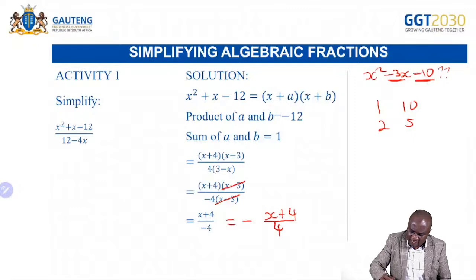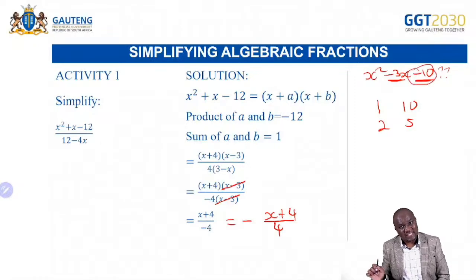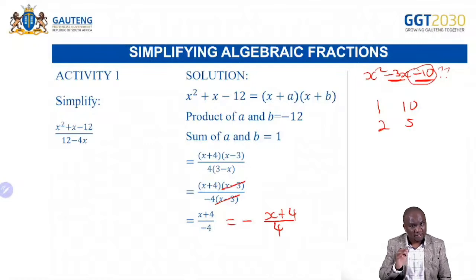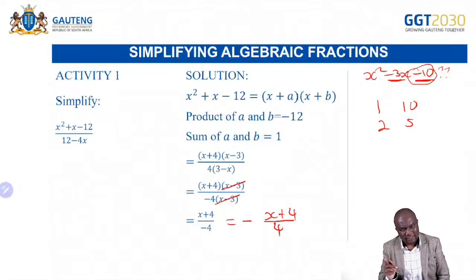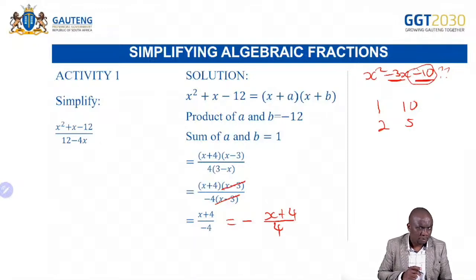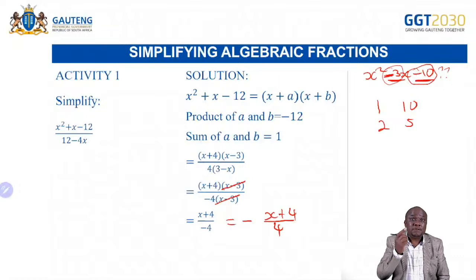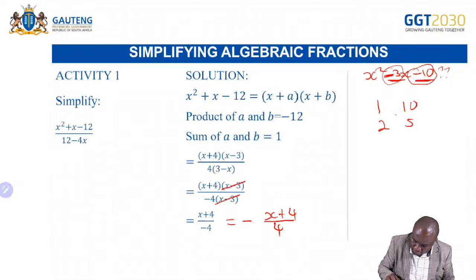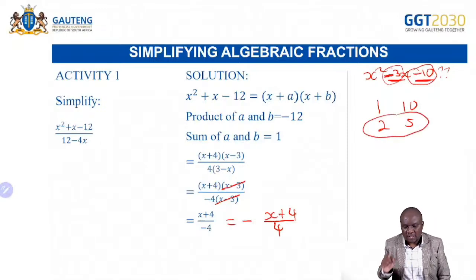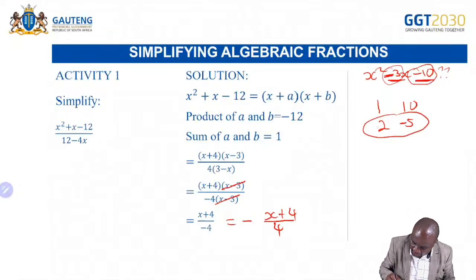So now, negative 10 means that one factor is negative, and then the other factor is positive. Remember, these factors were multiplying them. And if you multiply a positive and a negative, you get a negative. It's just giving you a clue. And then negative 3 gives you a clue again that the bigger factor is the one which is negative. That means we have two factors here, 2 and 5. The 5, which is the bigger factor, is the one which is negative. Then it's negative 5 and positive 2.